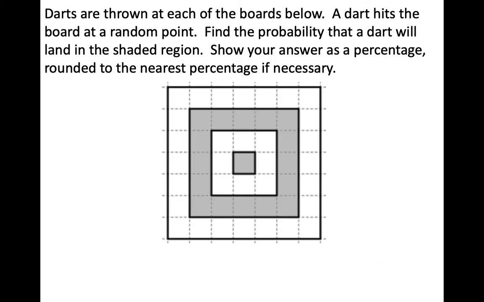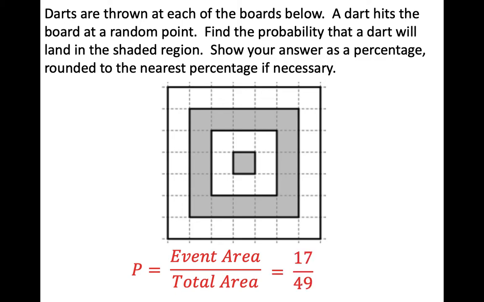Right. Here's another one. Now it's a square dartboard, and a dart is thrown at random. What are the possibilities that it's going to hit one of those shaded regions? Okay, well again, the probability is the area of the event, or the event area, so that would be the shaded, of which there are 17 squares, and the total area, of which there are a total of 49 squares. So 17 over 49 is approximately equal to 35%.